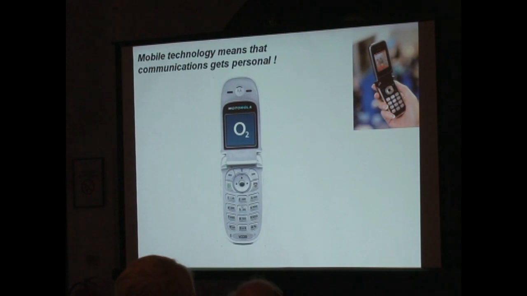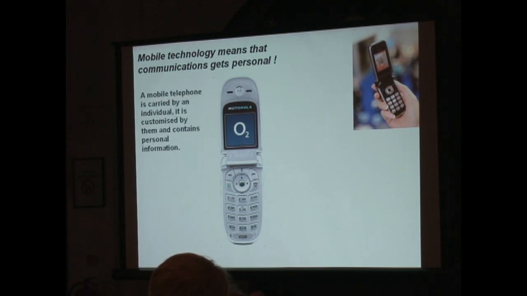So now that we can communicate using a mobile device, we can change the whole structure of the telephone concept. And communications now is personal. We talk about our mobile, and it's our mobile. We carry it around with us. Some people carry more than one around with them, I know. Your phone at home is a fixed instrument. You don't carry it around with you, unless you've got a big reel of cable to run around after your car or when you're walking the dog. But it's got personal. It's carried by an individual, and it's customized by the individual. It contains a lot of personal information.